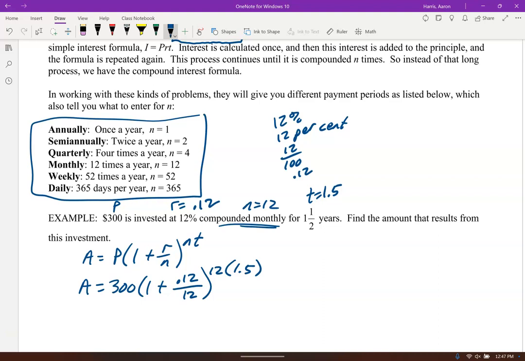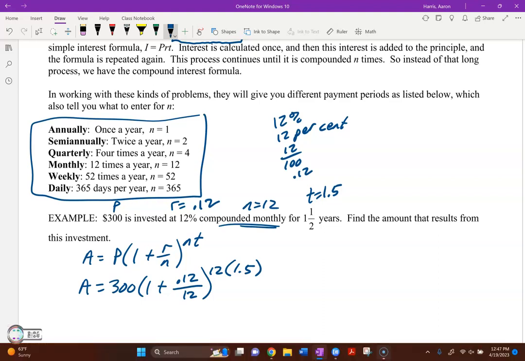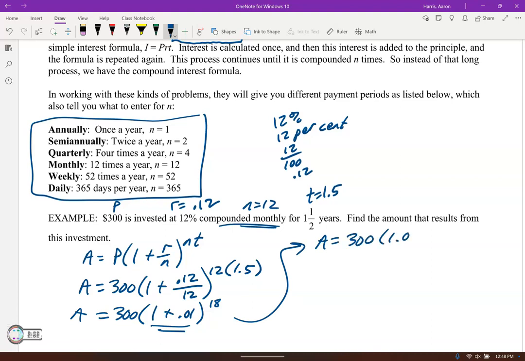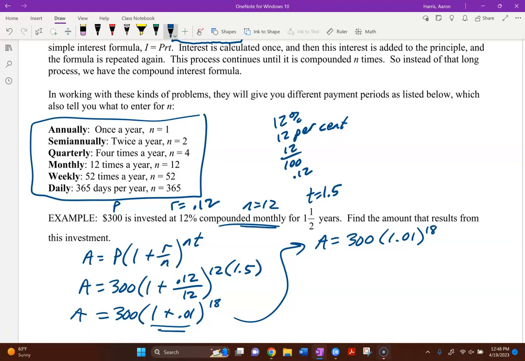And we're going to punch this in. First, I'm going to do 0.12 divided by 12 in my calculator. That'll give me 0.01. And I need to figure out 12 times 1.5. That's 18. 12 times 3 halves is 18. I'm working from the inside out, right? So the first thing I want to do is get what that simplifies to on the inside. 1 plus 0.01 is 1.01. And now I punch that in with the exponent: 1.01 to the 18th, and then I'll multiply it by 300.